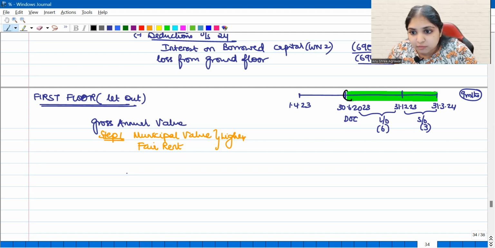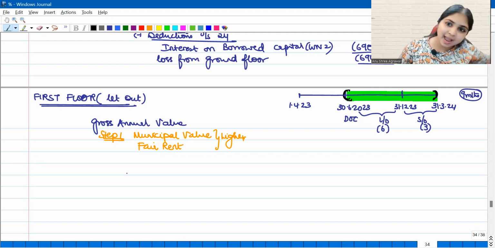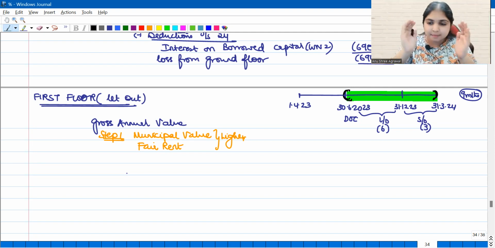From this point onwards, if you see these 9 months, part of the 9 months is let out, part of the 9 months is self-occupied. You will treat it as if the full 9 months is let out. Understanding, I'll repeat one last time. My whole focus is on these 9 months. Out of these 9 months, part is let out, part is self-occupied, but I'll treat it as if the full 9 months is let out. So I'm going to do the calculation for 9 months only.